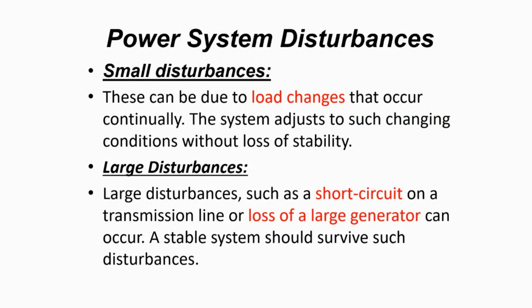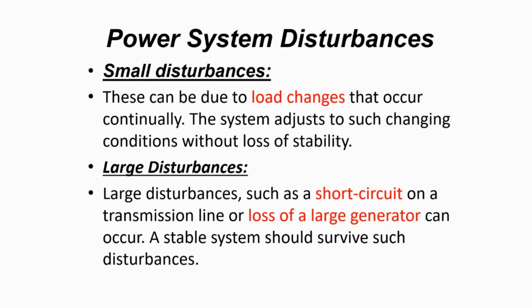We call it stable, or unstable with the bus, unstable with anything, if under some conditions and under some disturbances the system will regain stability again. These disturbances can be divided into two categories: small disturbance and large disturbance. For the small one, we can notice it always, because the load is always changing.